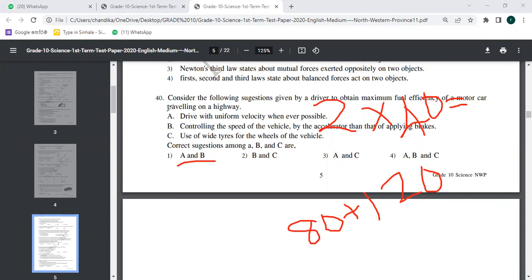How many marks are there? How many marks have you got? It's okay.